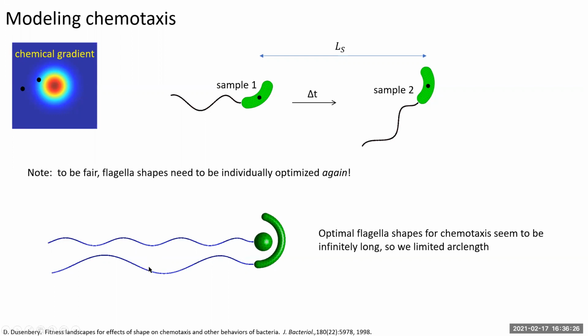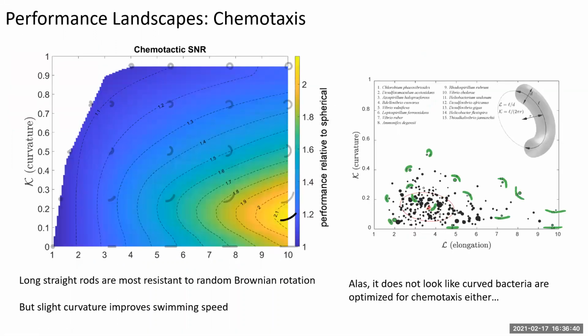So here is optimized within some max arc length for these two different shapes. And you can see there, things are still changing, so tail shape is still important here. Again, we optimized for every possible body shape, to be fair and to reduce bias. And here's our landscape for chemotaxis over all our curved shapes.